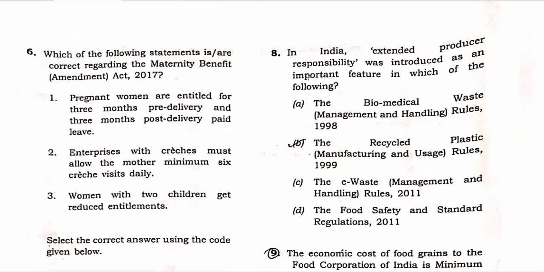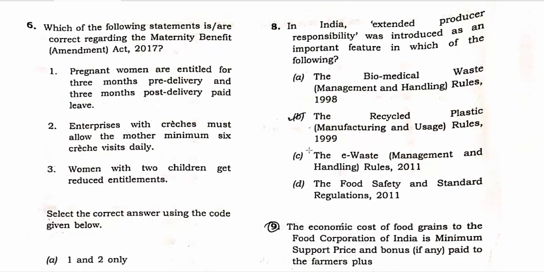Then we have the 8th. In India, extended producer responsibility was introduced as an important feature in which of the following? In the month of December 2018, this portion of the current affairs was covered, and in India extended producer responsibility is directly in option C, the e-waste management and handling rules of 2011. We also did a few of the mains test series in the classes with respect to e-waste. If you have seen and found those answers, this would have been a very easy question, because we have done this kind of mains answer writing back in our classes. So the 8th one, the answer would be C.